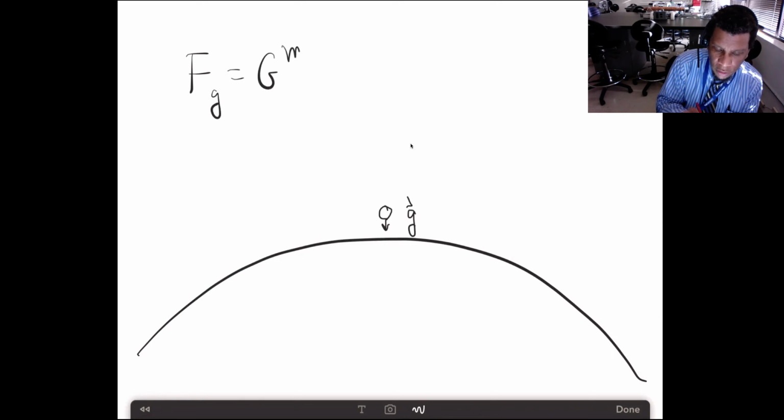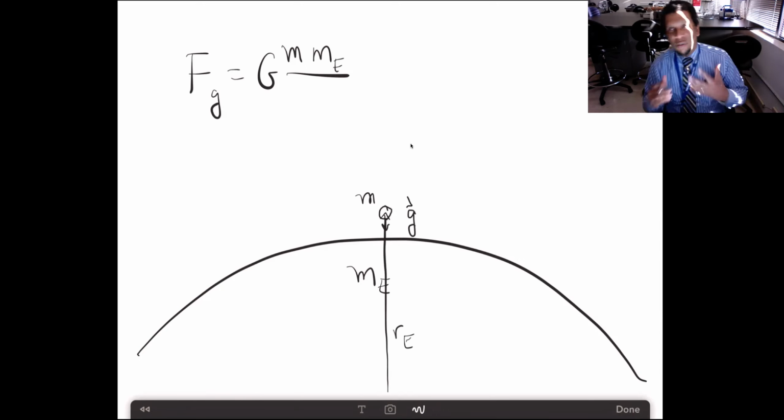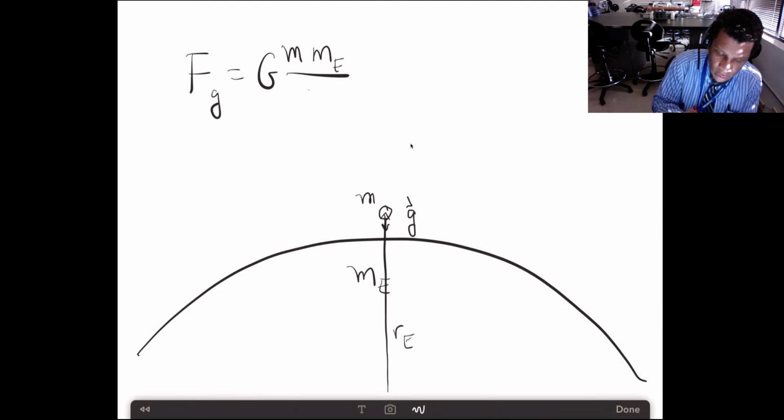capital G, M, and let's just say that this object is m, and this is the mass of the Earth, M sub E. And we're going to use the radius of the Earth to this object to represent the distance of separation. Now, think about it like this: the radius of the Earth is so large compared to the object's size that the object's own radius is negligible. So we're going to say R sub E squared.